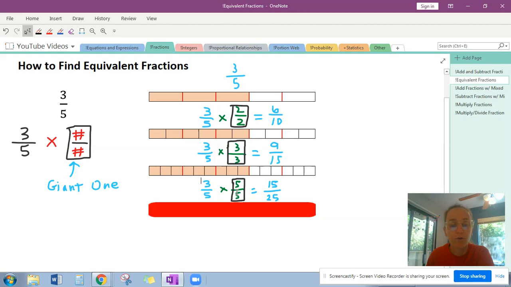All right, if I did one more, what if I picked 5? So 15 out of 25, that's also an equivalent fraction. You can see that even though we've cut these all into different little chunks, it's still the same amount shaded in. Every time it's from this starting point all the way to this red line right here. So anytime you're trying to find equivalent fractions, you just choose any number you want in that giant one. And if you do it correctly, you should get an equivalent fraction that's equal, but just looks a little bit different.